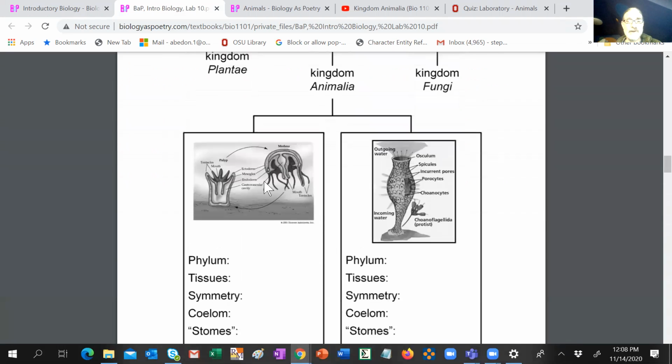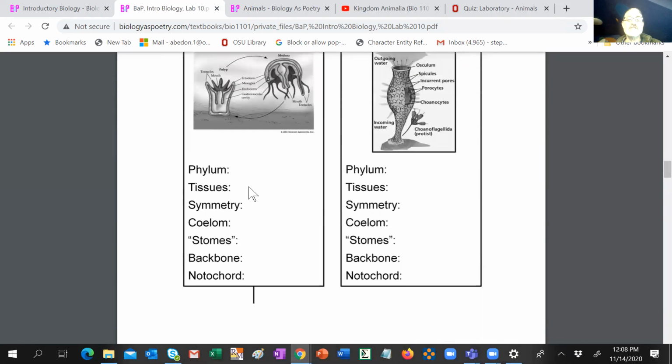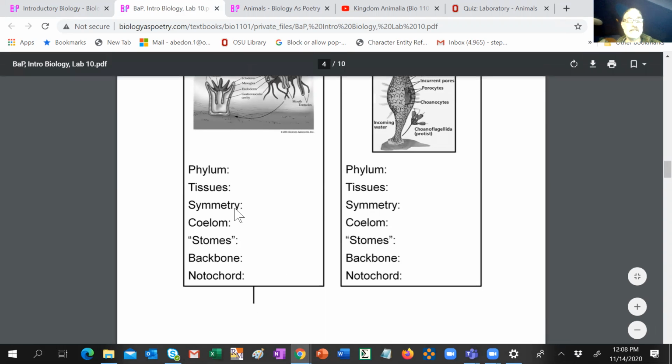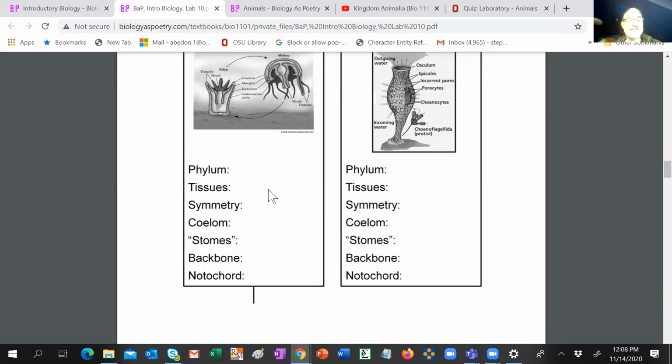That is, you're looking for organisms that look like this or look like this. At each of the stations, you're going to have the answers to, or the characteristics that you need to fill in these blanks that are shown here. So that's what phylum the animal is in, whether or not they have tissues, and if they have tissues, whether they're diploblastic or triploblastic.